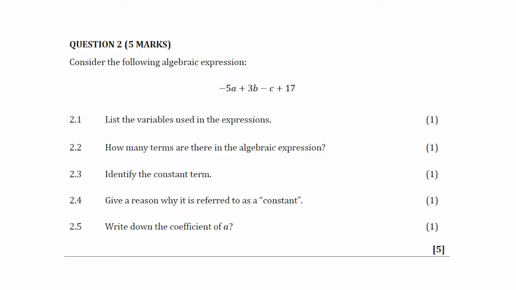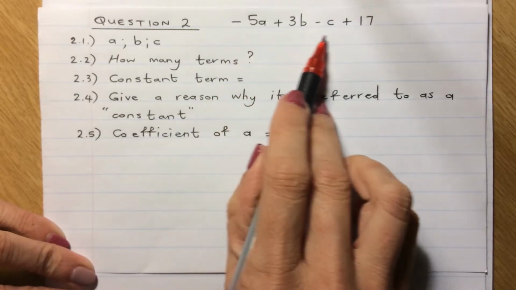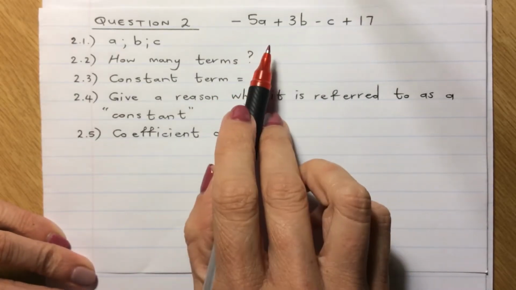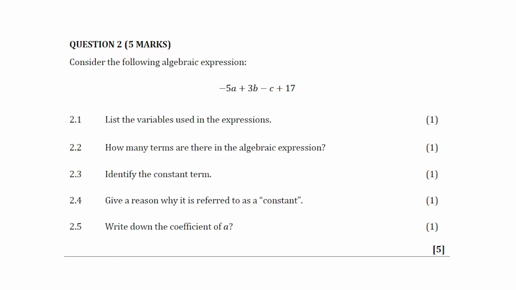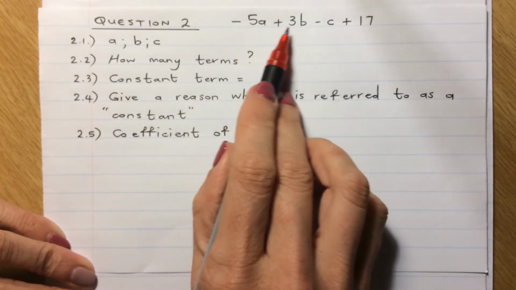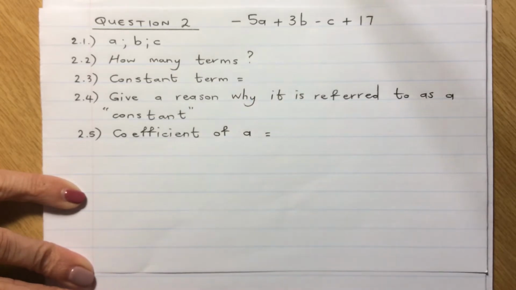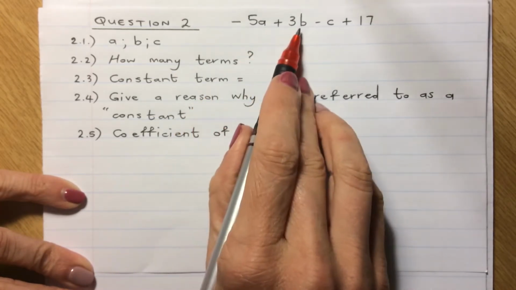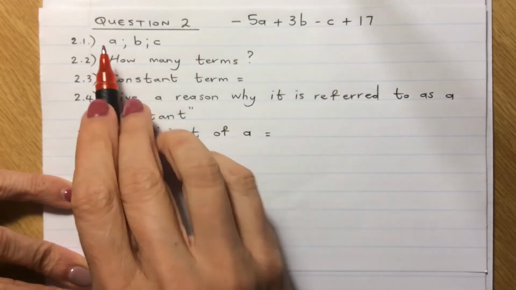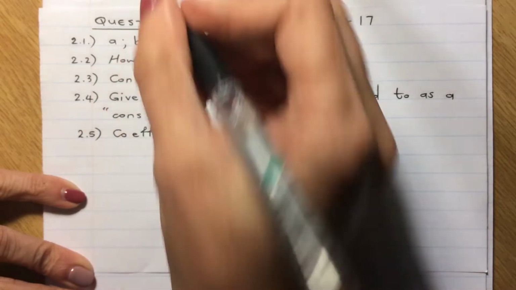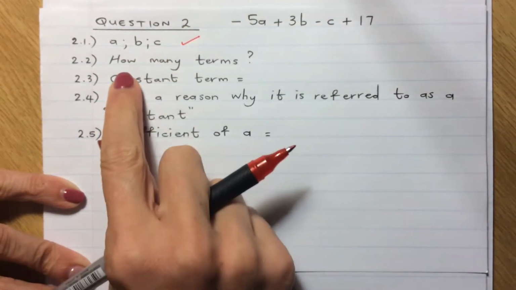Question 2. Okay, we were given this algebraic expression. In the first question, 2.1, they said list the variables used in the expression. So the variables are my letters of the alphabet. So I've got an A, B, and a C in this expression. So you had to write all 3 of them down to get your 1 mark.